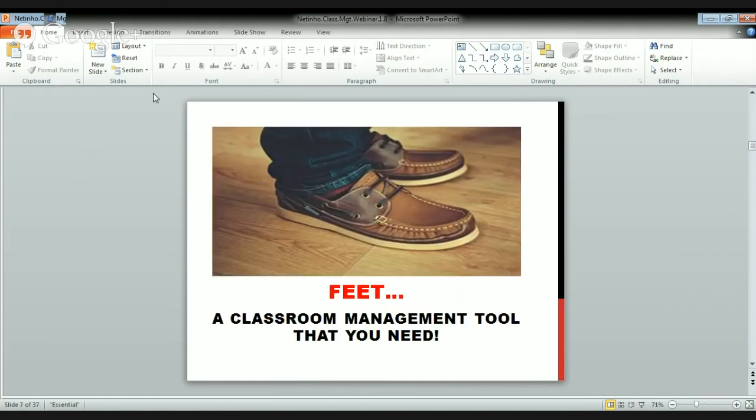FEAT, a classroom management tool that you need. Okay, now this may seem a little silly, but a teacher should never be sitting during class. The teacher must be up and moving around. You've got to be literally on your feet, which actually is the very first step in your classroom management. Next slide, please.